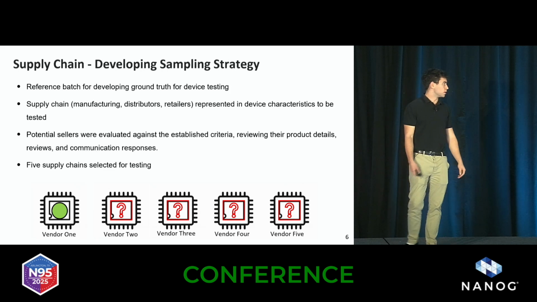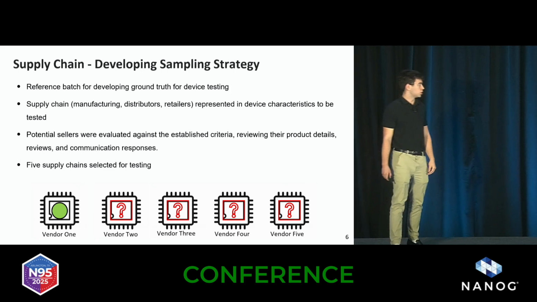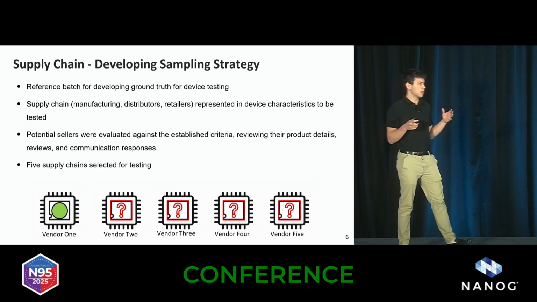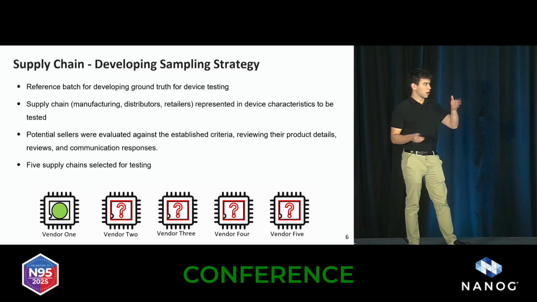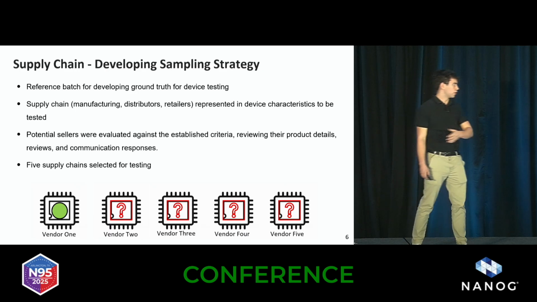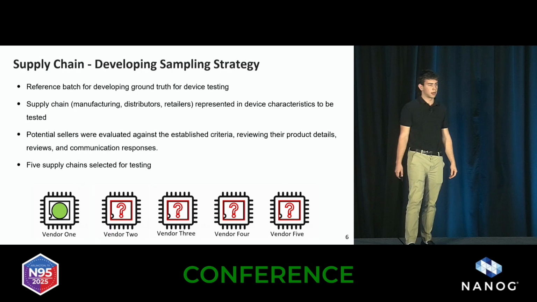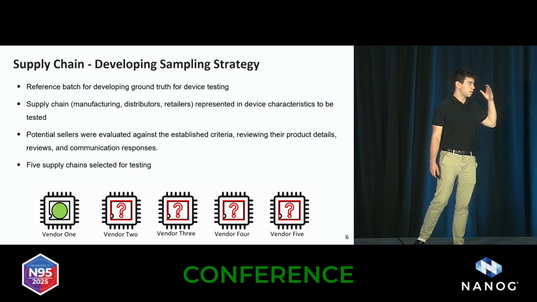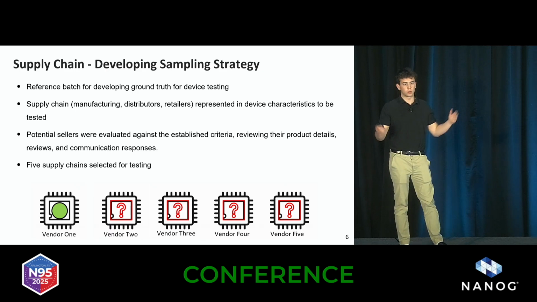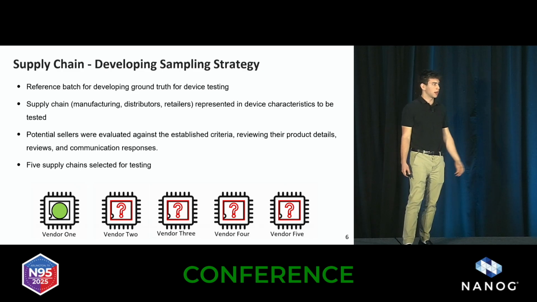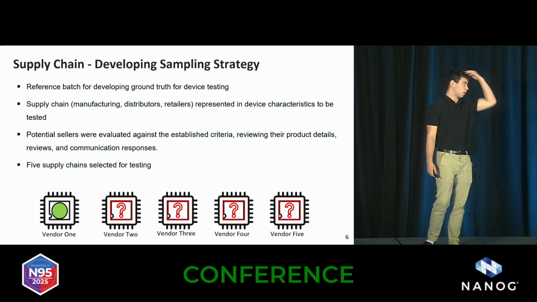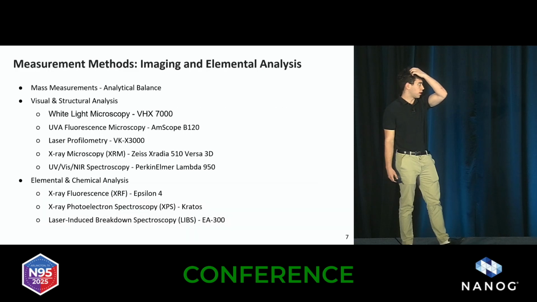Going a little bit more into the sampling strategy, we had the reference batch, about 20 authentic, and then 20 samples from each other vendor, and they were from AliExpress, and we tried to have them represent supply chains across the world, representative of what you might get if you were to buy from AliExpress or have exposure to these various supply chains.